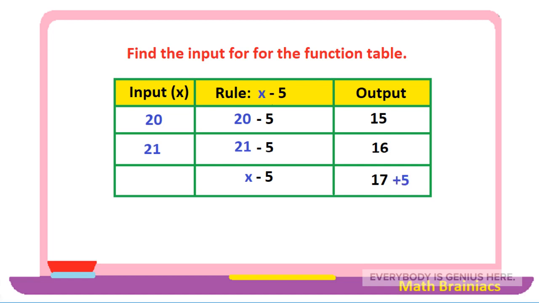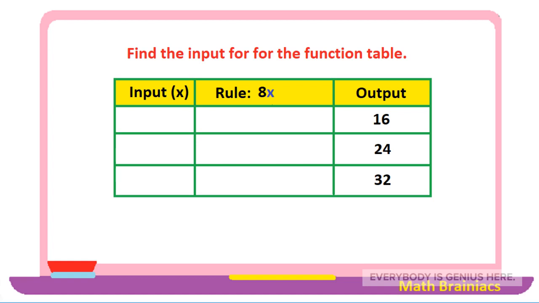Let us find out the third value of the input when the output is 17. We're going to add 5 to 17, and it will give us 22. 22 minus 5 is 17. So, when the input is 22, the output is 17. It is easy, right?